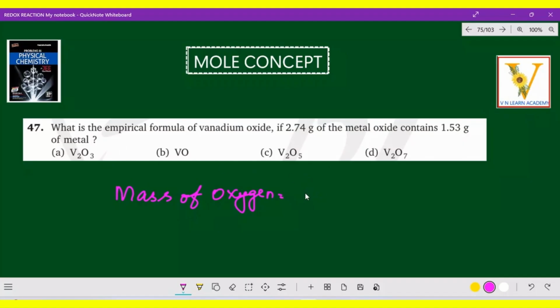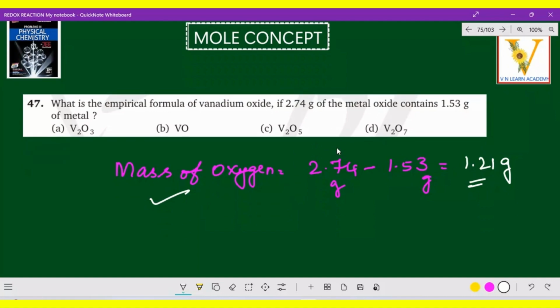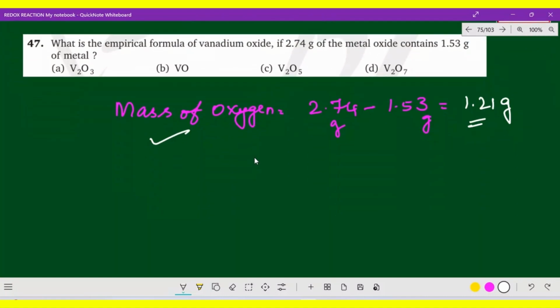Okay, so here you will get 2.74 minus 1.53 grams. These both are grams, given mass, right? So what is the answer? You'll be getting 1.21 grams. So the mass of oxygen, you got it, that is 1.21 gram. So the metal from that metal oxide, from that metal you are getting, so oxygen mass you are finding. Now moles of vanadium, moles of oxygen you have to identify.